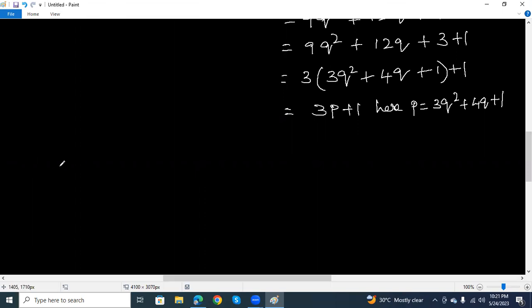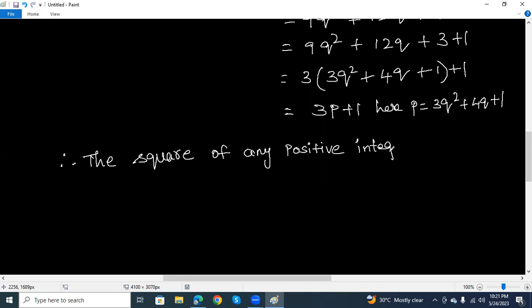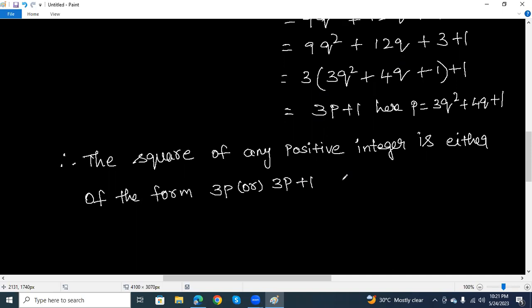Therefore, the square of any positive integer is either of the form 3p or 3p plus 1 for some p value.